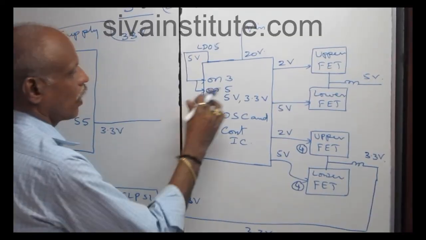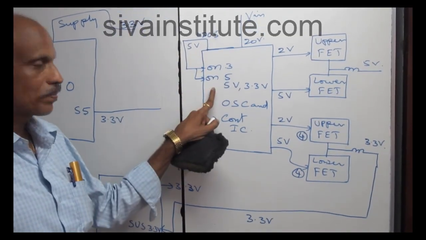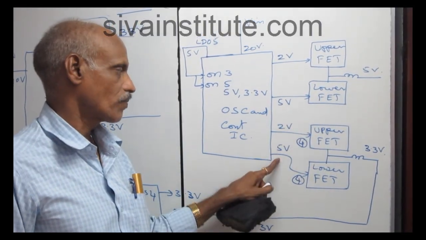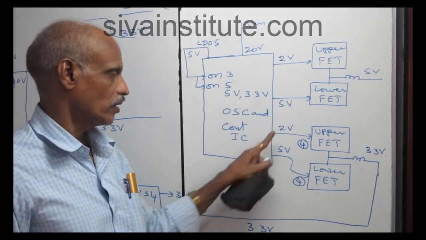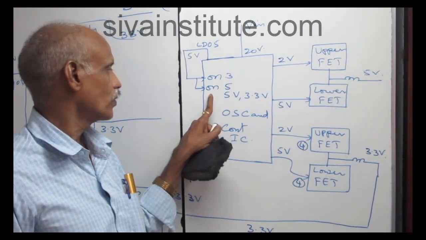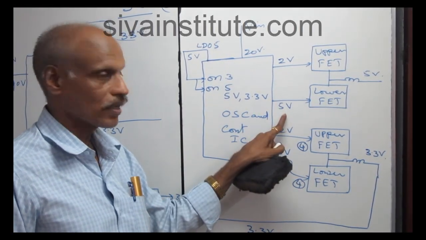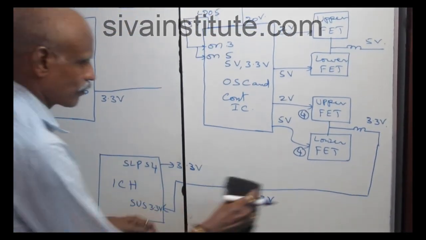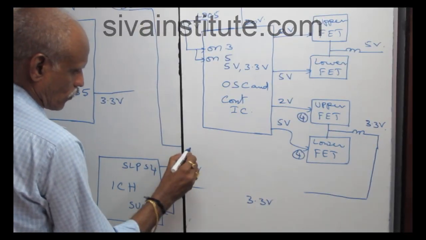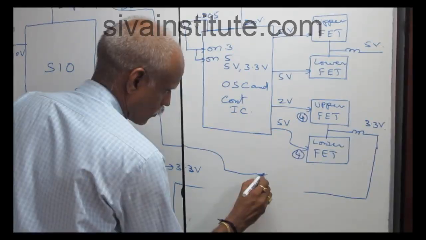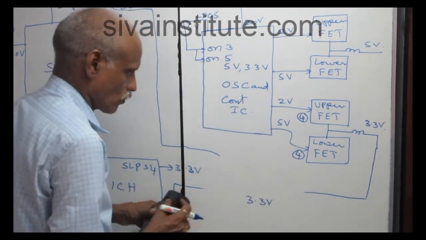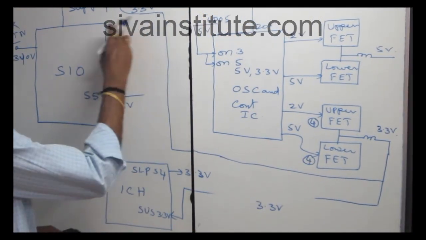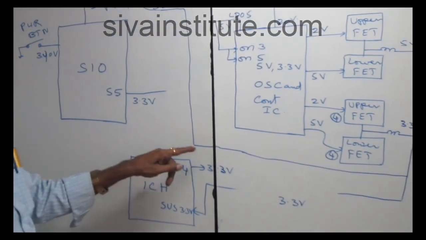ON5, ON3. When this voltage comes to these pins, this IC releases 2 volts and 5 volts to the upper FET and lower FET. When you give 3 volts on ON3, this voltage will be released. When you give this 5 volts on ON5, this voltage will be released. After this, the voltage will come here. This voltage goes to the SIO chip. This voltage goes to the SIO chip.